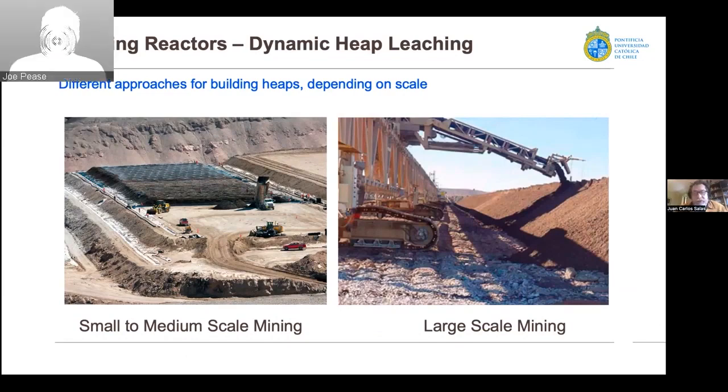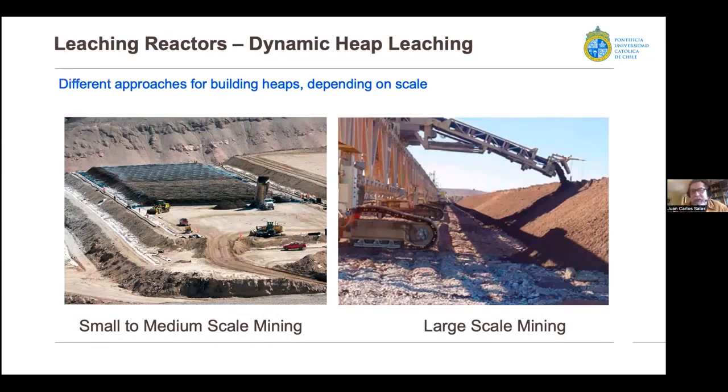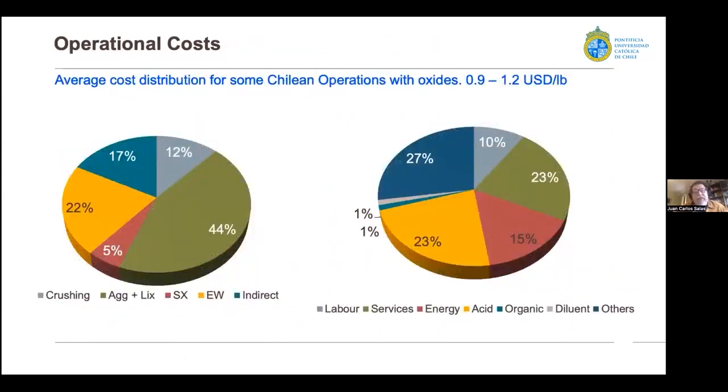The other option, which is permanent heaps, is where every heap is built on top of the already processed heap and not on a new space. In terms of operational cost, here we can see some typical cost distribution for some oxide leaching operations in Chile. The average cost is somewhere between 0.9 and 1.2 US dollars per pound of copper. And major costs are in leaching, because of the cost of the acid mainly, and in electrowinning, due to the cost of energy.